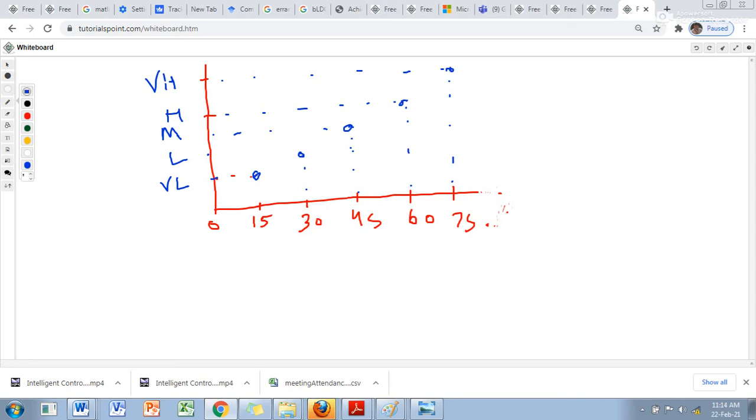Okay, so this is the input space L, and this is very low, and this is the center of low. This center is medium, we take this. First is the center of this, and this varies from 0 to 30, and this is the whole range of very low.